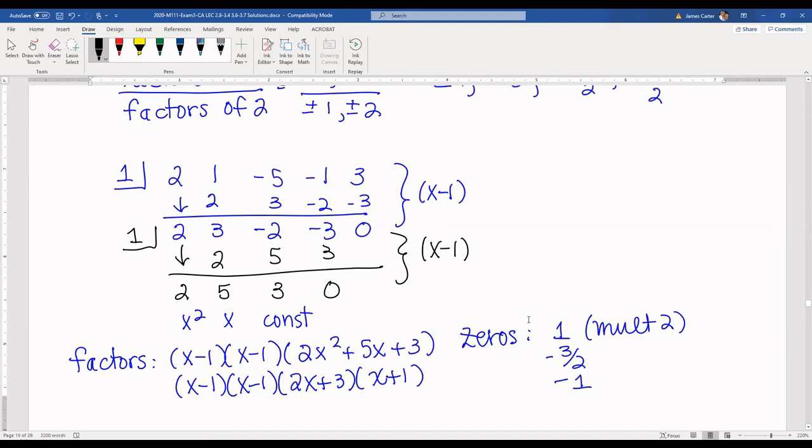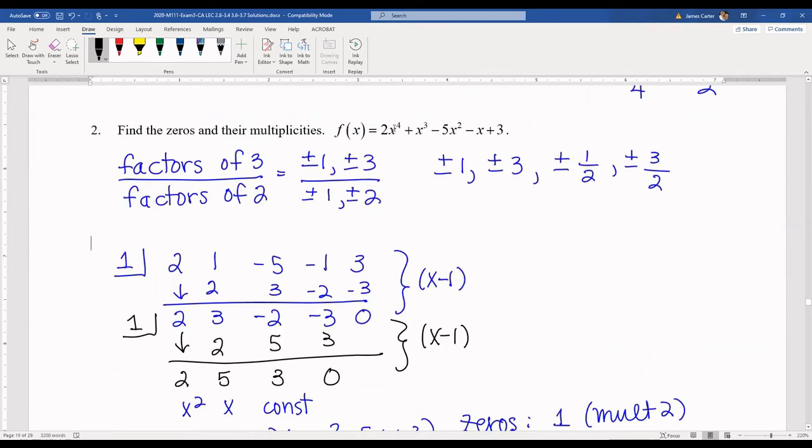Now, how many factors do we have? 1, 2, 3, 4. What degree was this equation? 4.